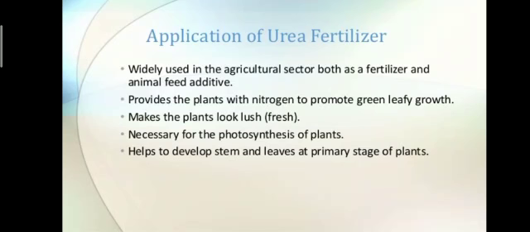Urea is used as flame proofing agent. Urea can be used to make urea nitrate, which is highly explosive. Widely used in the agricultural sector both as a fertilizer and animal feed additive, necessary for the photosynthesis of plants, helps to develop stem and leaves at primary stage of plants, provides the plants with nitrogen to promote green leafy growth, makes the plants look lush.